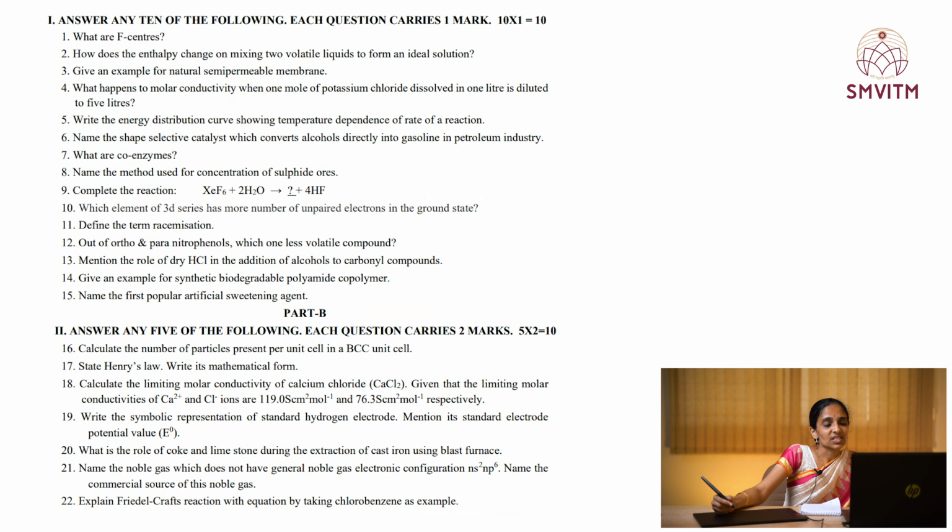Okay, so if you see the model paper, the very first question from solids is what are F centers? They are nothing but anionic sites occupied by unpaired electrons in the crystal. Then the second question is from solutions. How does the enthalpy change on mixing two volatile liquids to form ideal solution? Because it's an ideal solution, the enthalpy change is 0, or enthalpy does not change.